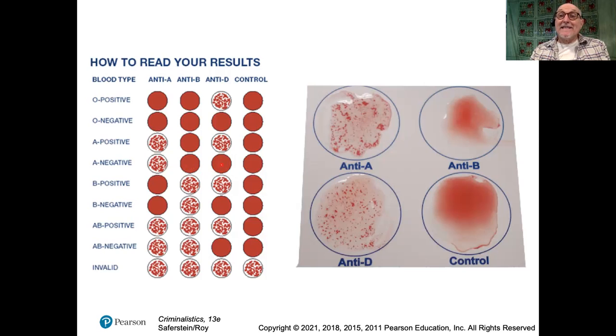We test now with the D, with anti-D antibody rather, no agglutination. That means that this person lacks the Rh factor. They are Rh negative. So this is A negative. The control is fine.